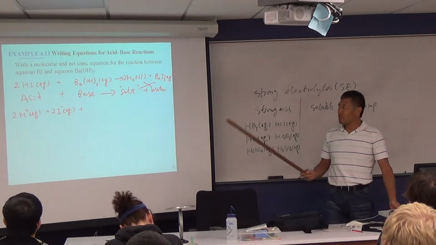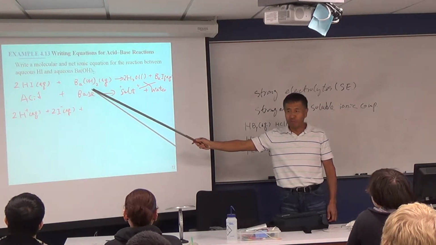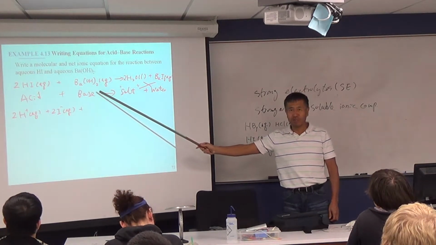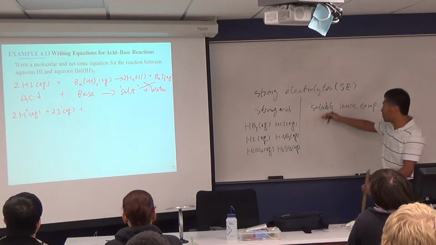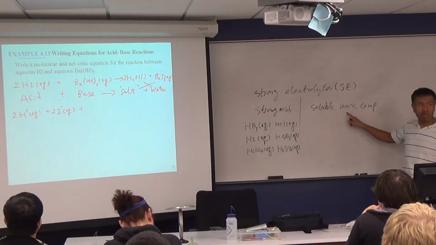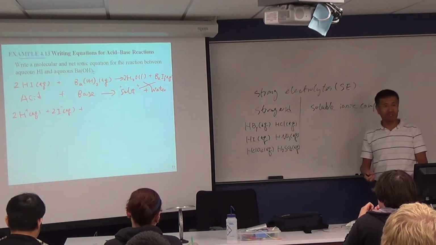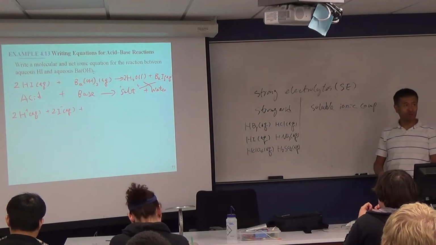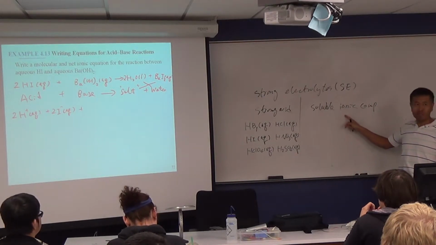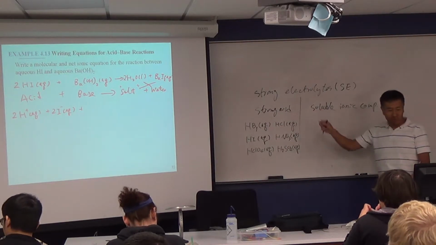So what about the second one? Do we separate the second one? Why do we separate it? What's the reason? According to what we said here, ionic compounds can come apart. Going to the base, the book said the strong base you also separate, right? But those strong bases are all ionic, soluble ionic. Soluble ionic compounds therefore separate.